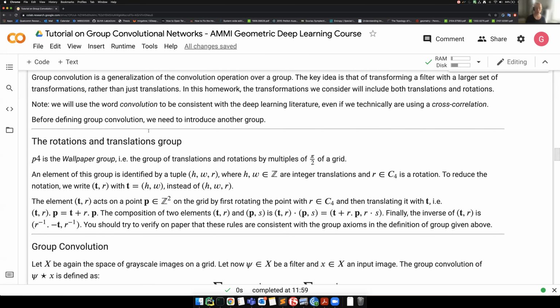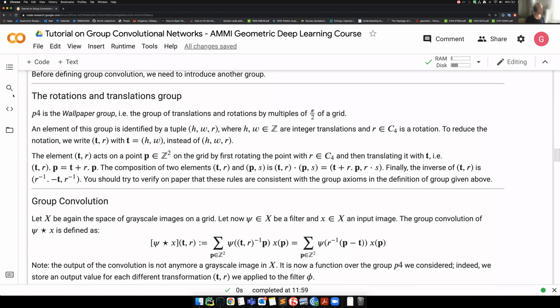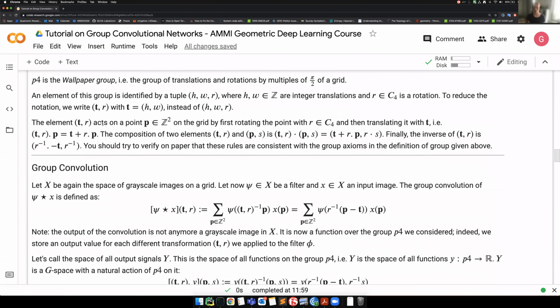An element of this group, as you can imagine, is parameterized by how much you're translating in the horizontal direction, how much you're translating in the vertical direction, and how many rotations you apply. So in general, you can write 3 numbers, but to keep the notation a bit simpler, I will just use the translations. I represent them with a vector of 2 elements, I call it T. So this is the translation. It's going to be a 2-dimensional vector telling you the translation in the plane. And now the question is, how does this group work?